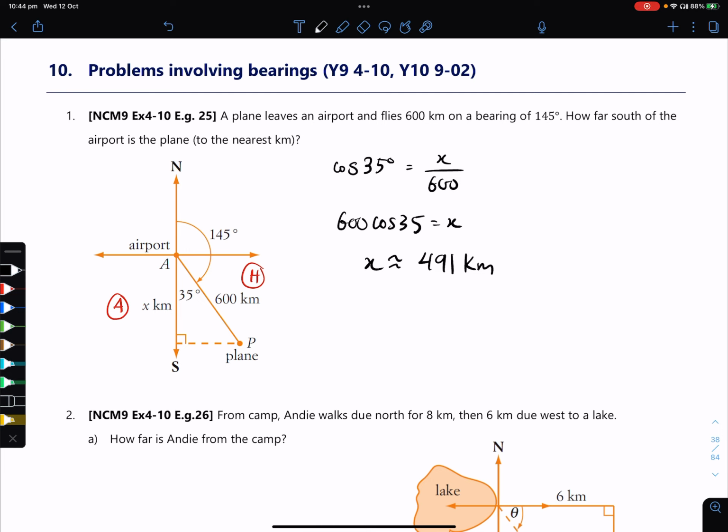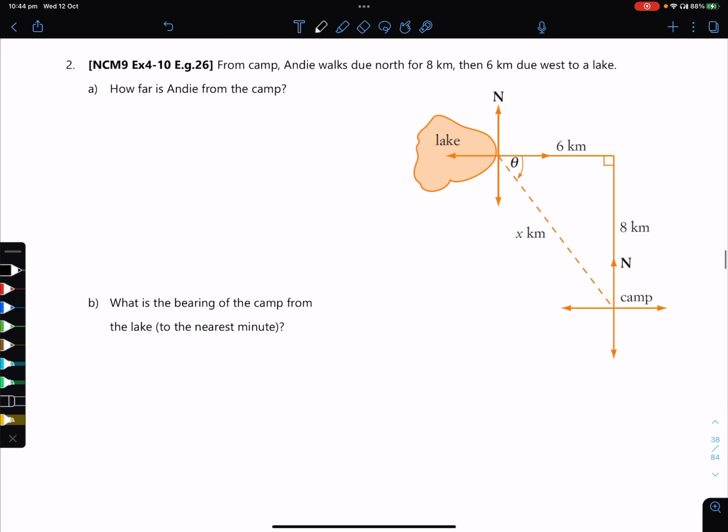Okay, now for question 2. For question 2, from camp, Andy walks due north for 8 kilometers. So from camp, Andy walks north for 8 kilometers here, and then 6 kilometers due west to the lake. How far is Andy from the camp? So we're looking at finding x.